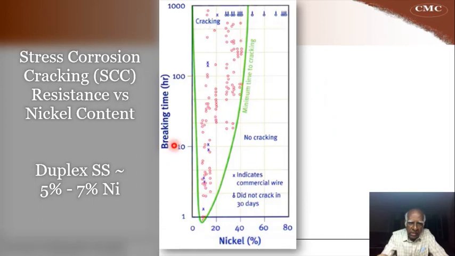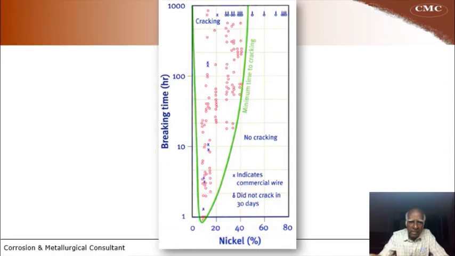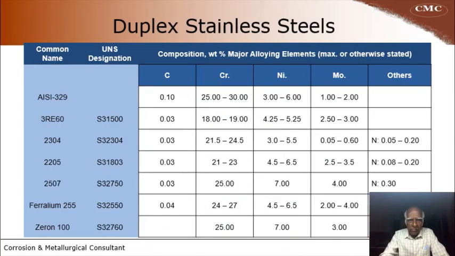What you are seeing is the resistance to stress corrosion cracking as a function of nickel content. And you will notice here just about 10% nickel, the resistance to stress corrosion cracking is the lowest. So when you reduce the nickel, the resistance to stress corrosion cracking increases. On the other hand, when you increase the nickel, again stress corrosion cracking resistance increases. But increasing the nickel means very expensive. Reducing the nickel means less expensive. This is the background of duplex stainless steel.